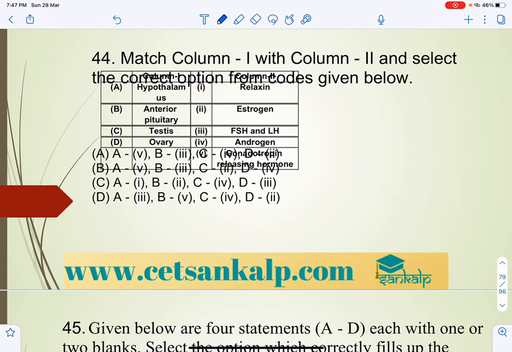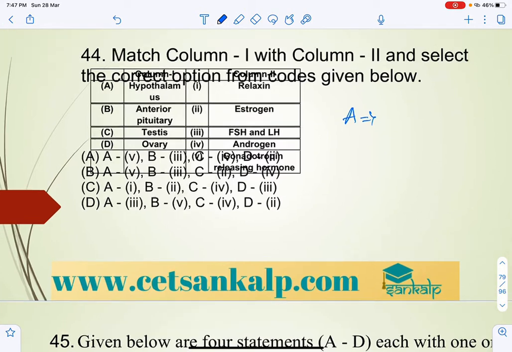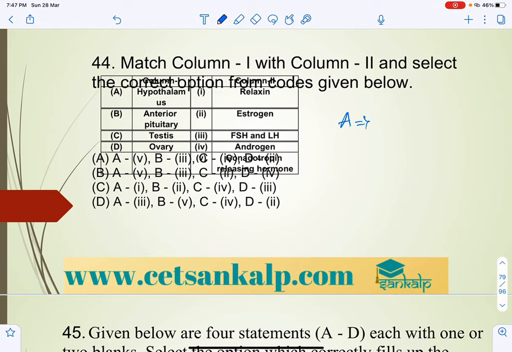So hypothalamus A generally produces, here we can say, gonadotrophin releasing hormone, GnRH. So GnRH is in option 5, A5, hypothalamus.